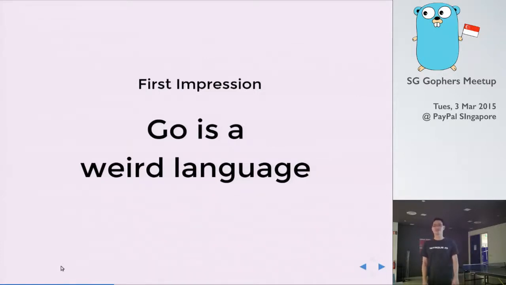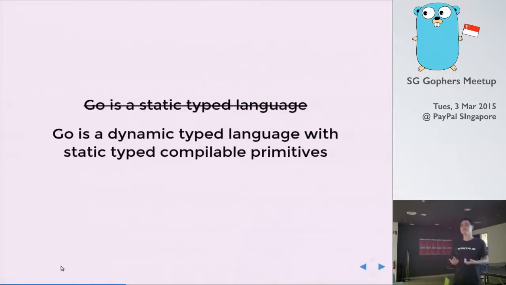So this is my first impression when I used Go: from a programming language standpoint, Go is quite a weird language. Many people compare Go with other languages and say Go is great because it's a static type language. But I think the feature that makes Go really powerful is actually its dynamic type components. Its powerful part is the dynamic type language with some static type compilable primitives like structs and ints that allow Go to be compiled, which is also one of its strengths. So it's like a compiled language with some of the advantages of a dynamic type language.